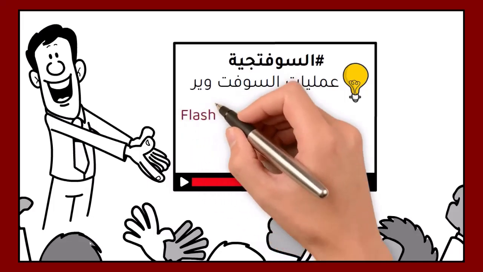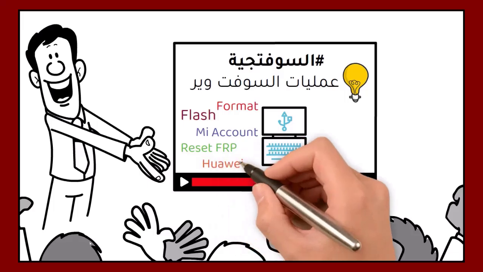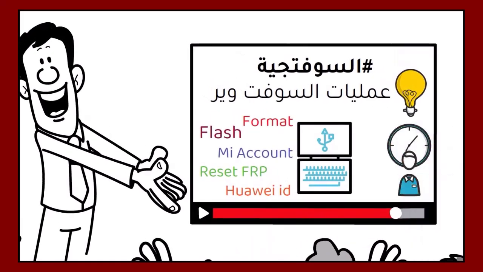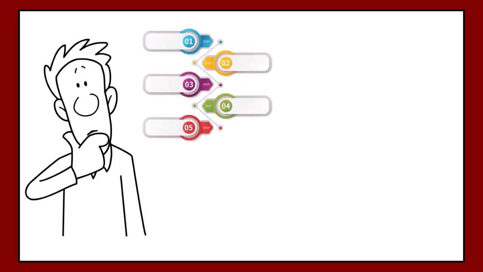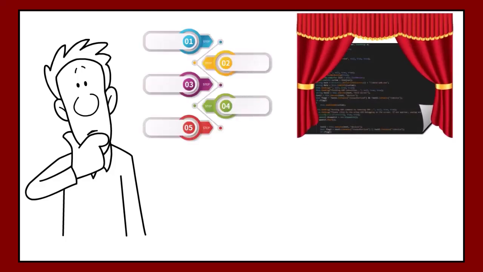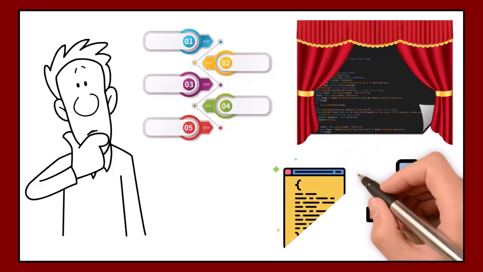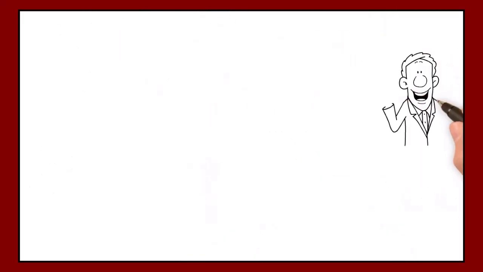The operations of flashing, formatting, stopping FRP protection, Xiaomi accounts, Huawei accounts, and other important operations, which they use almost every day. They are dealing with the various Android brands, but most of them are not aware of the successive stages that pass through every operation and what is going on behind the scenes and inside the source code of the software, and what the most important algorithms and codes used in every process are. For this, we thought of working on a new series of videos on the channel here.